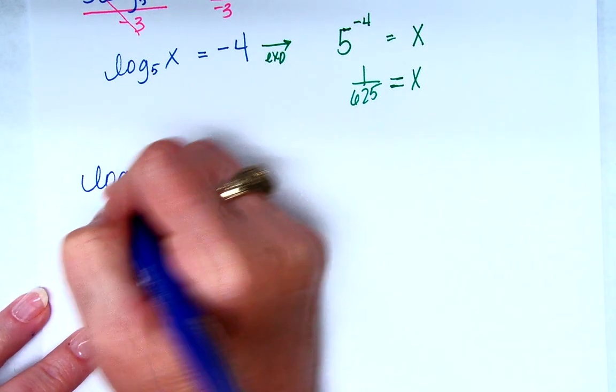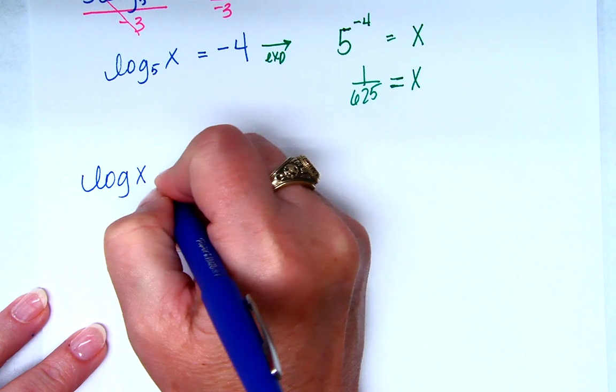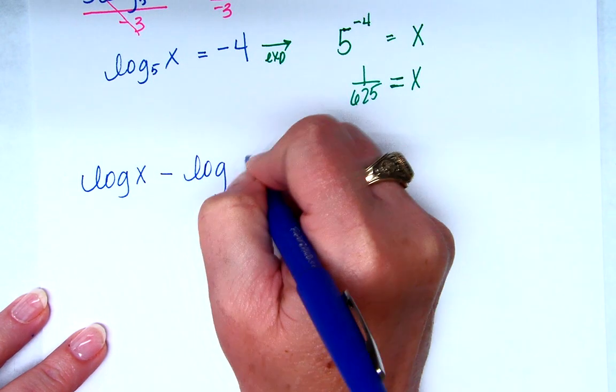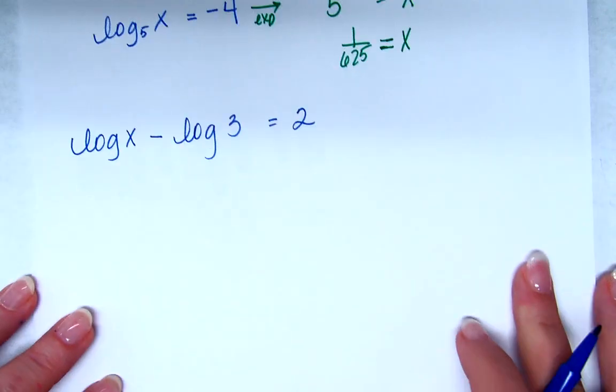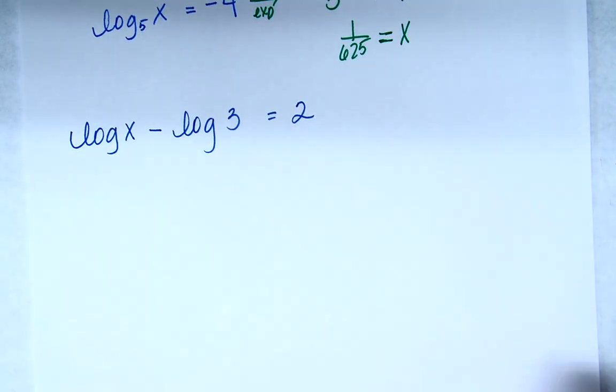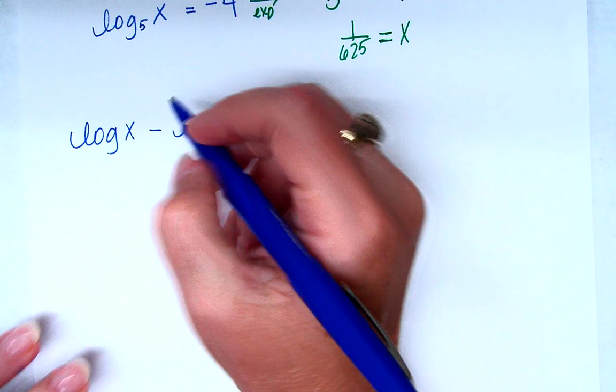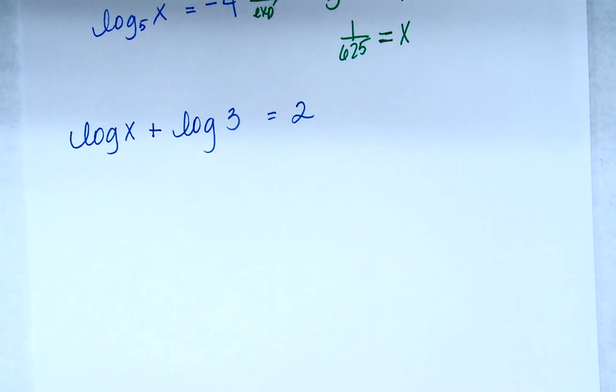Log of x minus log of 3 equals 2. Can I fix this real quick? Sorry. Plus. Log of x plus log of 3 equals 2.